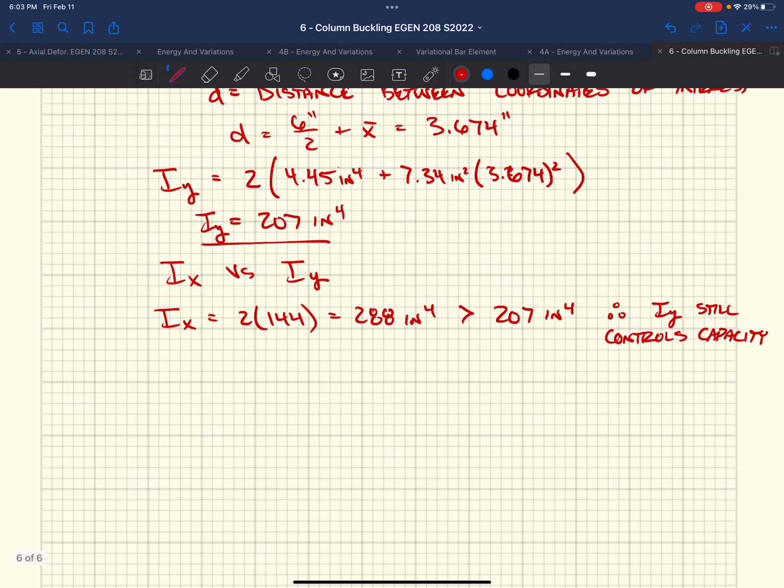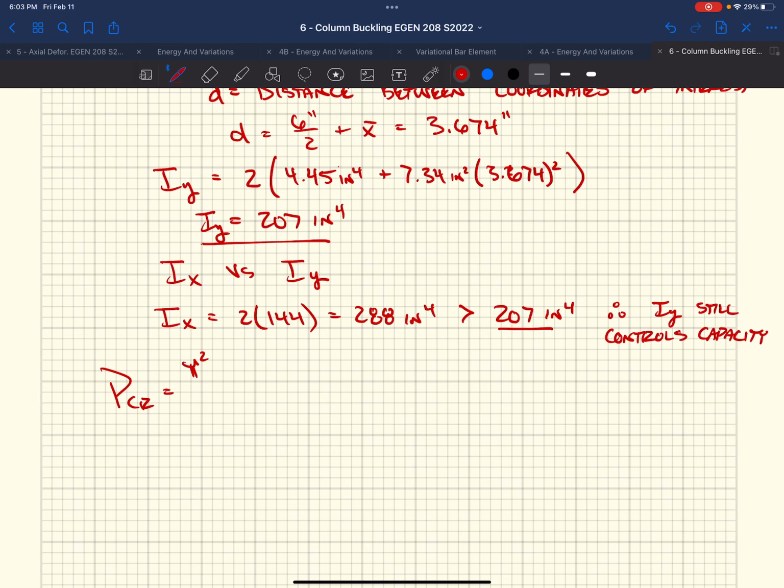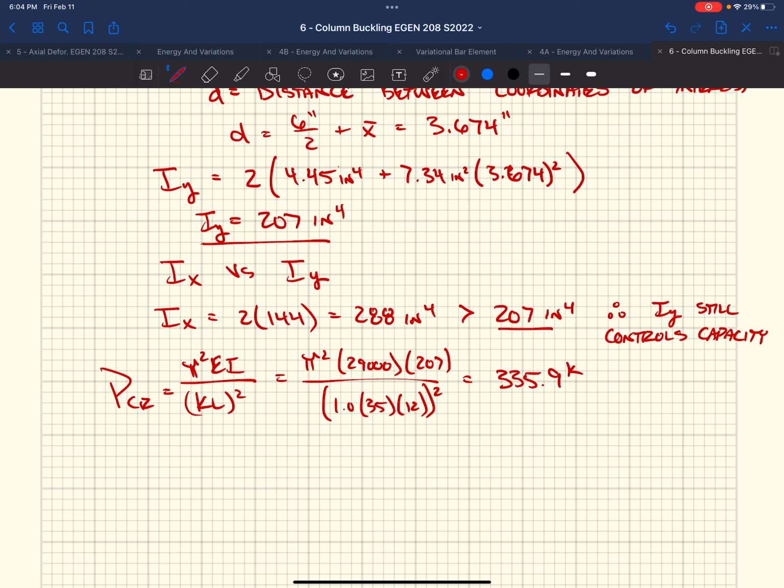It's the lower number, and if it's the lower number, it's in the numerator, and it's going to give us a lower capacity. Well, now we can finally go through and say, okay, P critical equals pi squared EI over KL squared. Well, so pi squared, 29,000 times 207, K 1.0, length 35 times 12 squared. We get 335.9 kips.